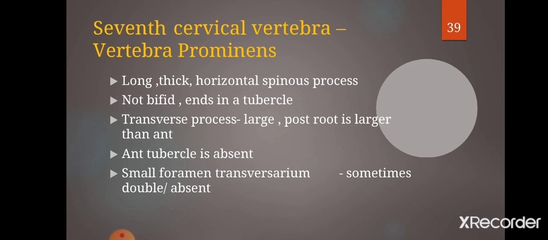The seventh cervical vertebra, or the vertebra prominens, is identified by the following features: it has a long, thick, horizontal spinous process, not bifid, which ends in a tubercle. It has a large transverse process, the posterior root is larger, the anterior tubercle is absent, and the foramen transversarium is small, sometimes absent or double.